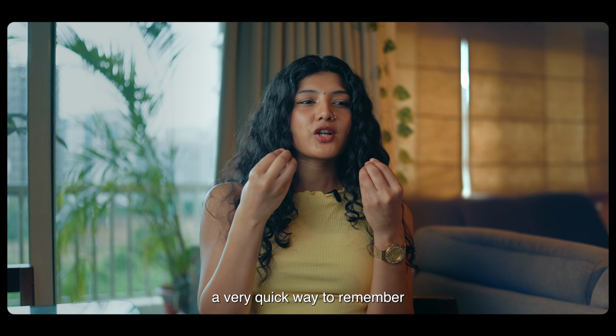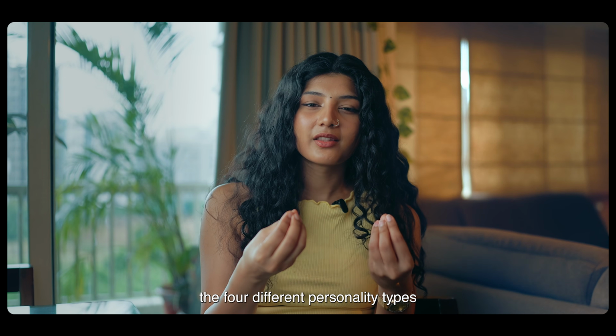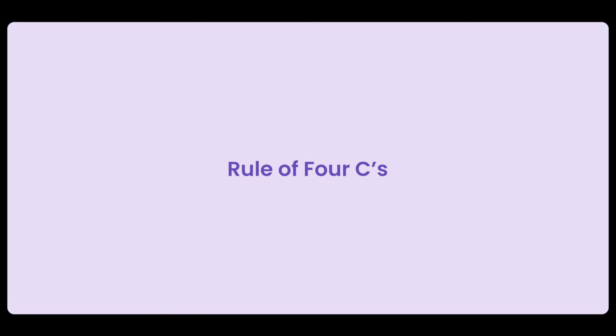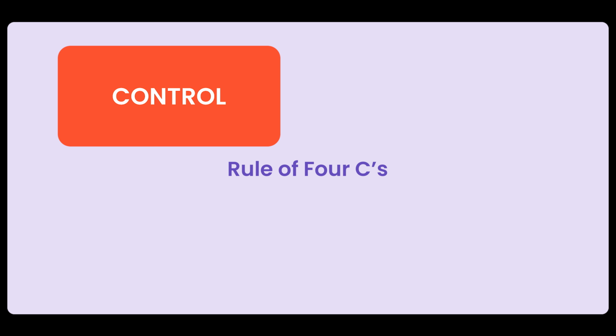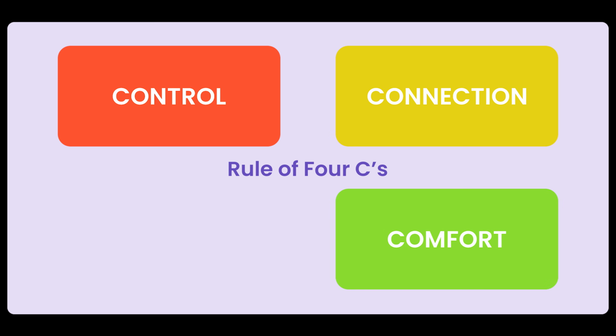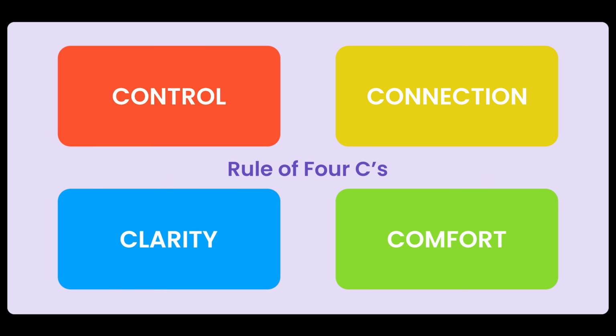Now I'll give you a very quick way to remember the 4 different personality types whenever you come across them. This is the rule of 4 C's. Reds are motivated by control. Yellows are motivated by connection. Greens are motivated by comfort. And blues are motivated by clarity.